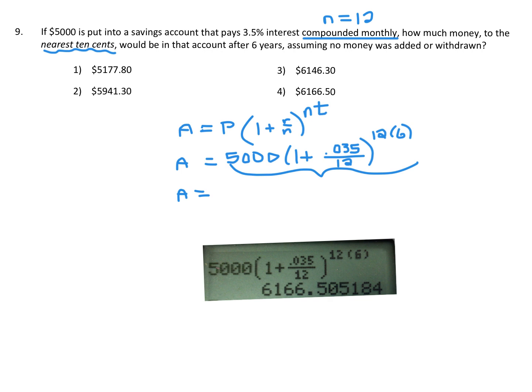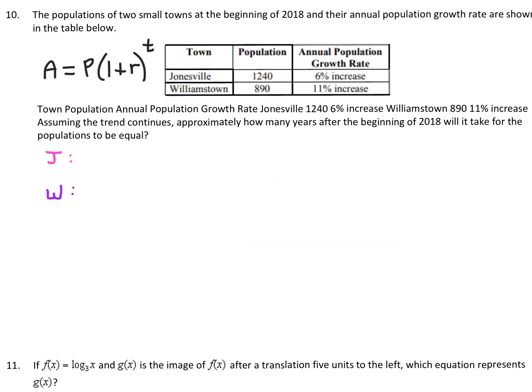And if they had said to round to the nearest cent, it would be $6,166.51, right? That 5 would have rounded up to a 1. But they didn't say to the nearest cent. They said to the nearest 10 cents. So it has to end in a multiple of 10. So this is closer to 50 cents than it is to 60 cents, right? So this would be $6,166.50. So choice 4 is our answer.